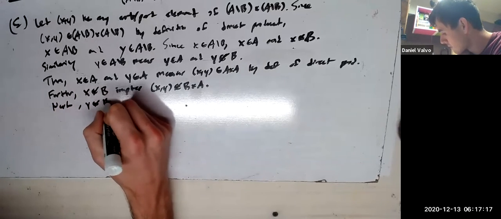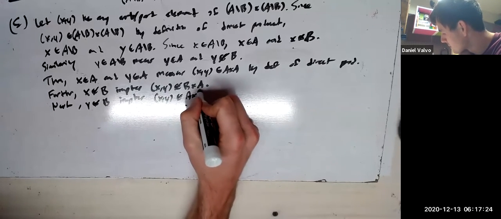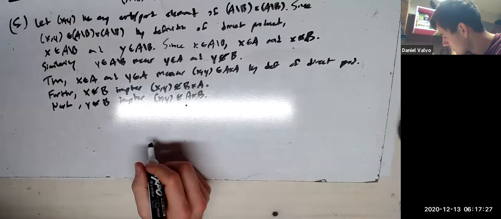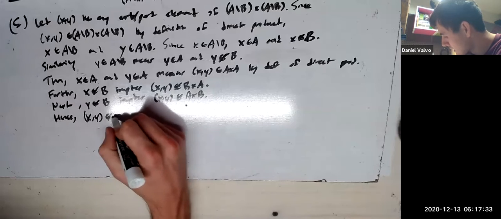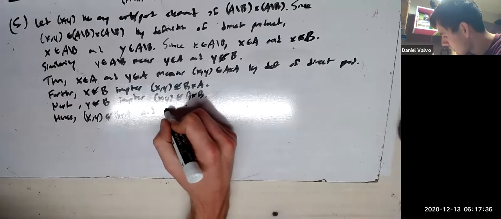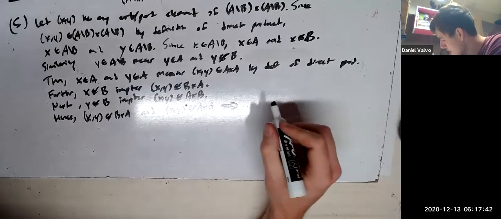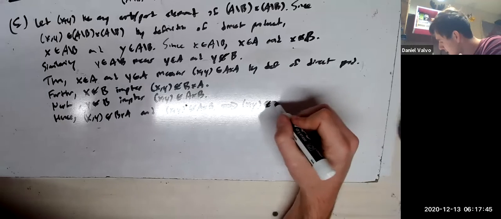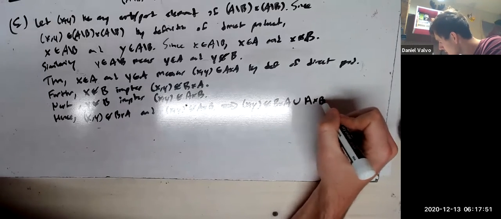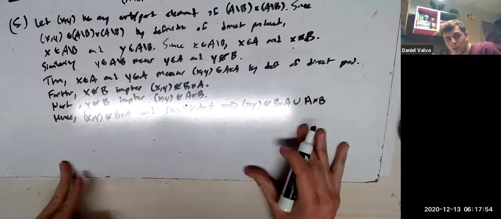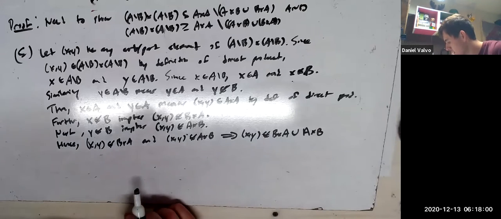Next, y is not in B implies (x, y) is not in A cross B. Hence, (x, y) not in B cross A and (x, y) not in A cross B, that implies (x, y) is not in the union. If you're not in both of them, you're not in the union, which represents either one of them. We show why this is true. If you're not in both of them, you're not in the union.